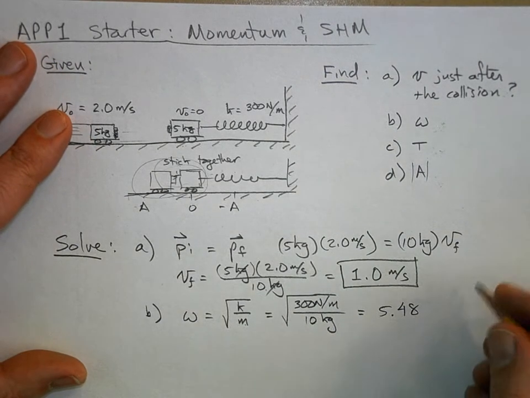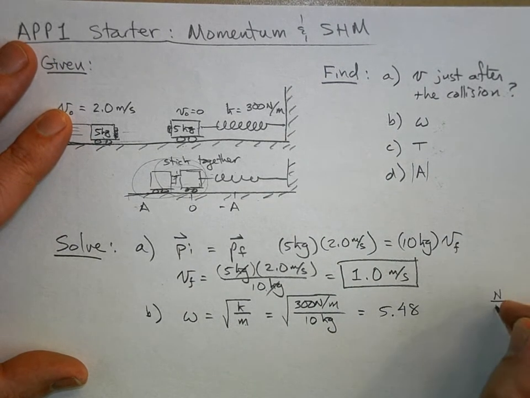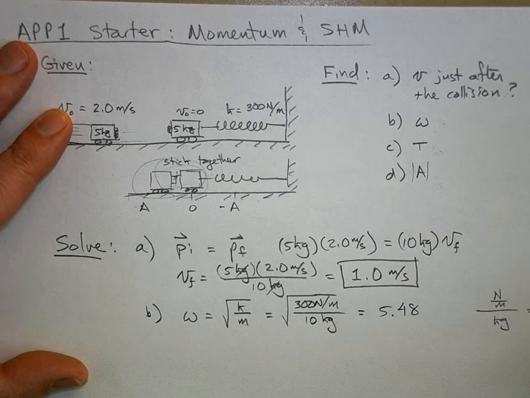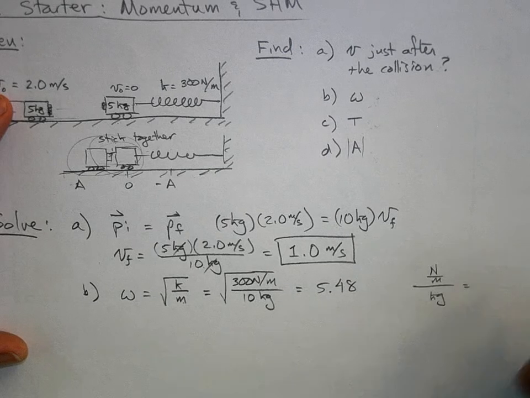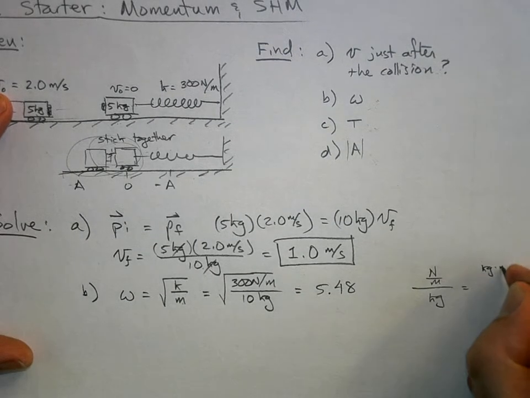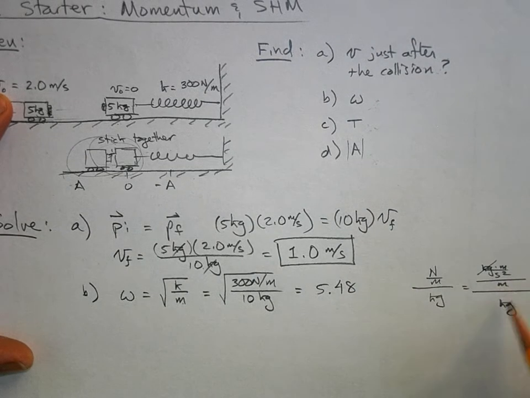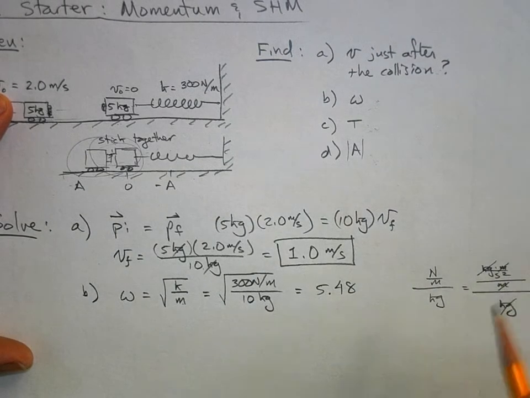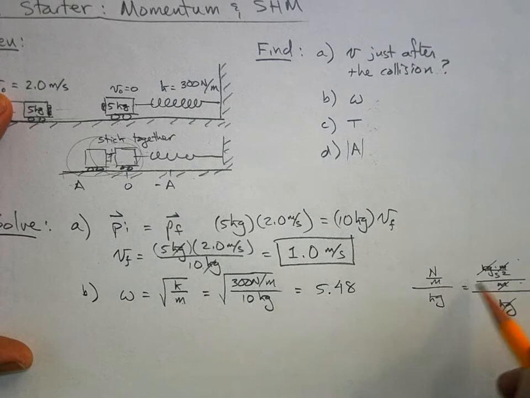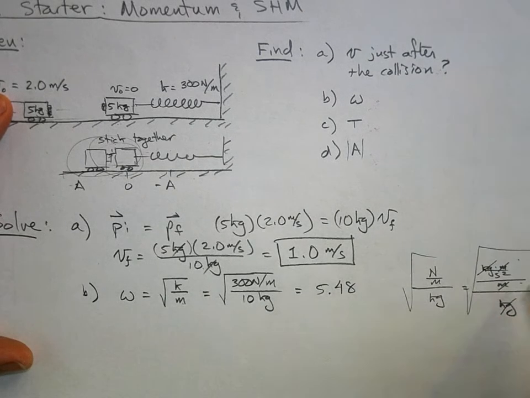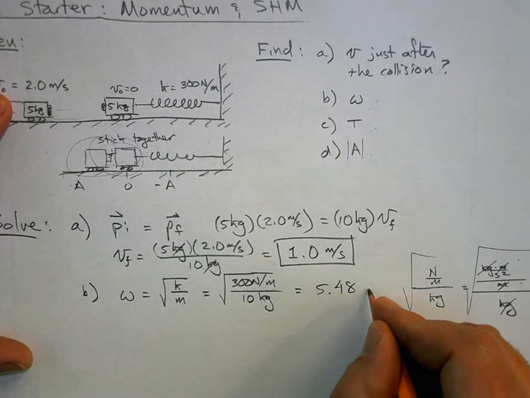Well, let's take a look at this. Newtons per meter per kilogram. Well, what's a newton? Oh, I'm off screen. You guys got to tell me. Kilogram meters per second squared per meter per kilogram. Now, the way this cancels out, the kilograms cancel, the meters cancel. You have 1 over second squared. We're going to take the square root of that, and you get 1 over seconds.